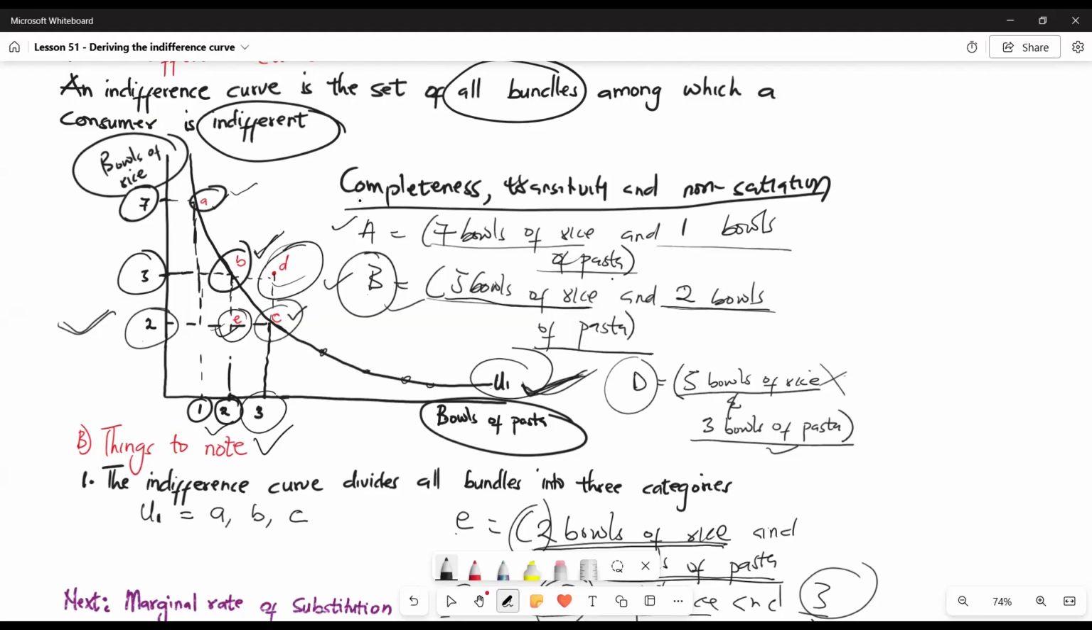Our next lesson will be on marginal rate of substitution, which is the slope of the indifference curve.